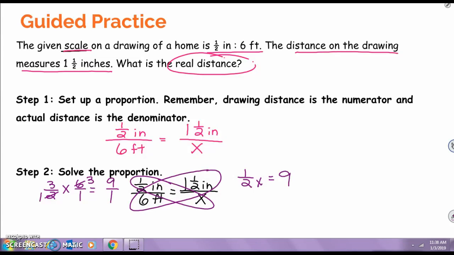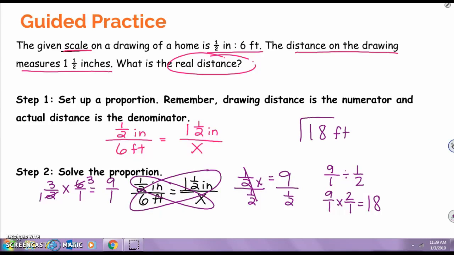The opposite of multiplying by 1/2 is to divide by 1/2. So I'm going to divide 9 by 1/2. 9 over 1 divided by 1/2. Remember, when we divide fractions, we multiply by the reciprocal. So that's 9 over 1 times 2 over 1, which is 18. So the answer would be 18 feet, represents the actual distance.